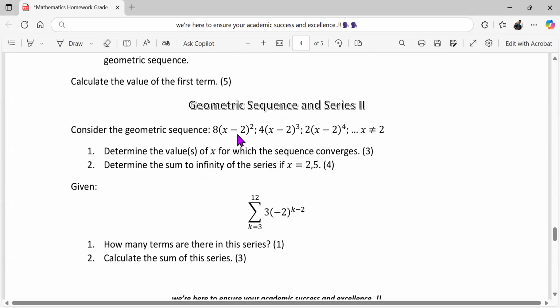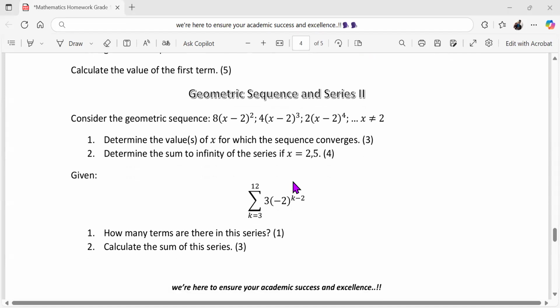So here we need to consider this geometric sequence. We have 8 times (x − 2)², 4 times (x − 2)³, 2 times (x − 2)⁴, and this goes on all the way to infinity. But in order for this sequence to actually exist, x can be anything which is not 2.